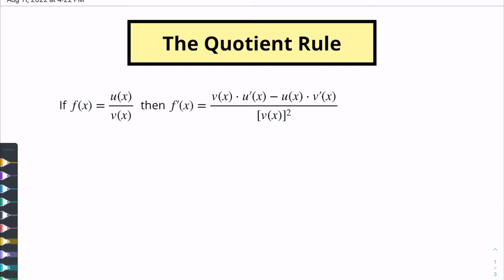Let's get to it. The quotient rule says if you've got some function and it is equal to a rational function, which means you've got a function in the numerator and a function in the denominator, then the derivative of that is this giant mess. And this mess says that we've got the original function for your denominator times the derivative of your numerator, minus your numerator times the derivative of the denominator. And then all that is divided by the denominator squared.